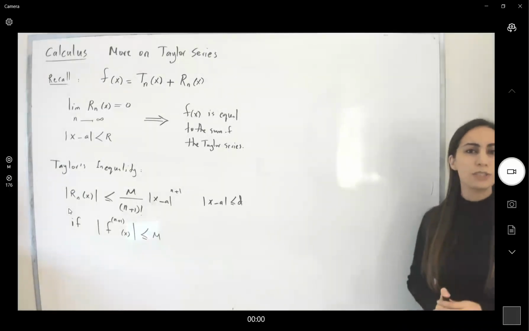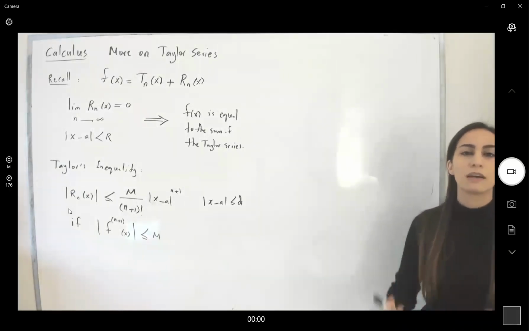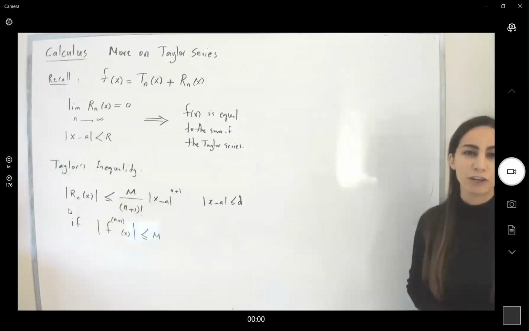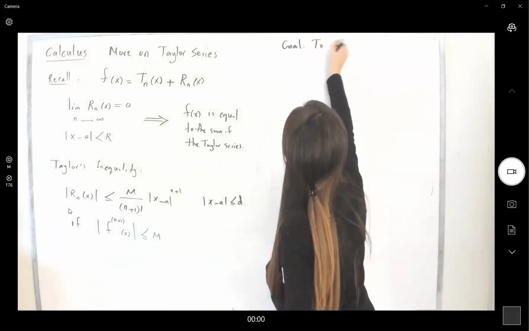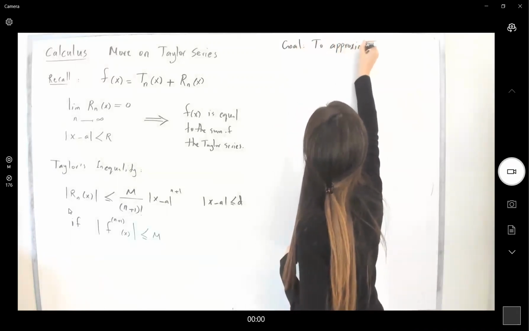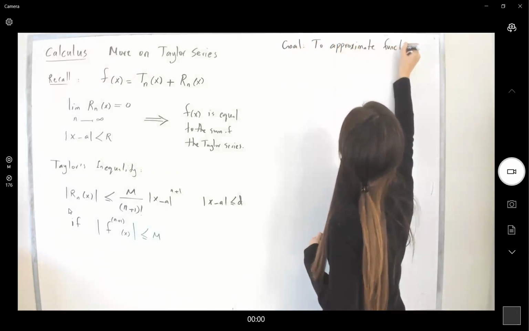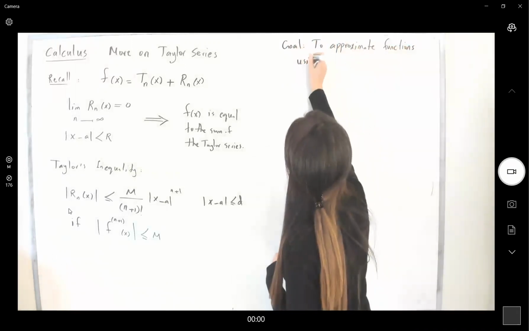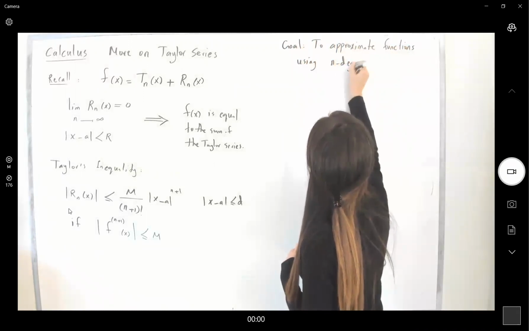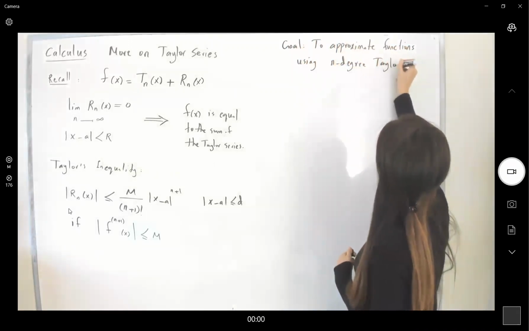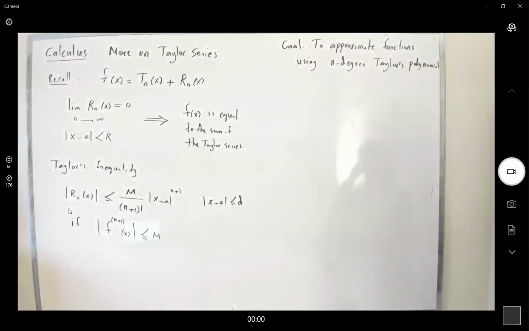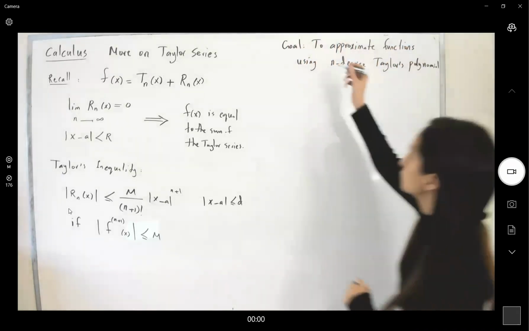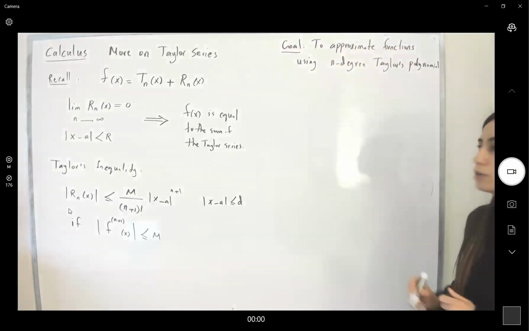Last time we talked about e to the x. Today we're going to learn how to approximate different functions using our Taylor polynomial. So this is our goal, to approximate functions using nth degree Taylor polynomials. Okay, what do I mean by that? The nth degree Taylor polynomial.